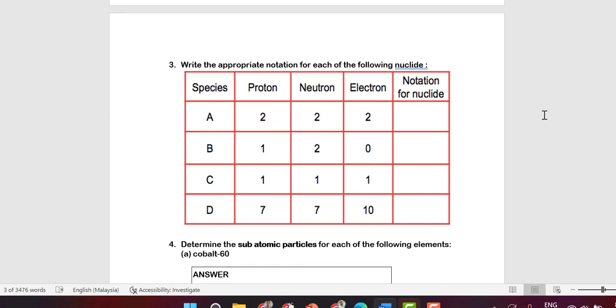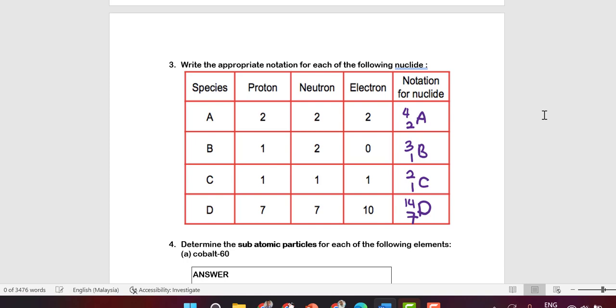Okay, so next part. Write down the isotopic notation. So notation for nuclide, same with isotopic notation. So we have A, B, C, and D. Then we write down proton number. Very easy to write down proton number. And then we need to calculate nucleon number. So 2 plus 2 is 4. 2 plus 1 is 3. 2 plus 2 is 2, 7 plus 7 is 14.